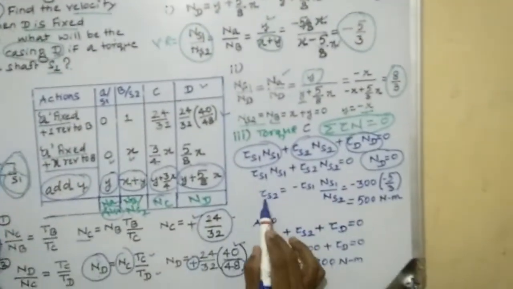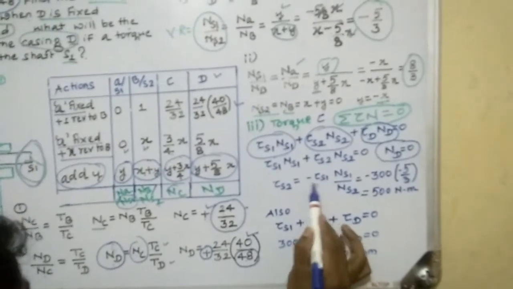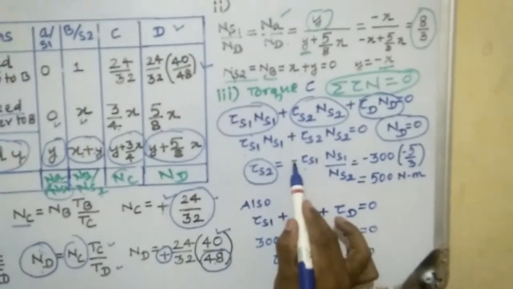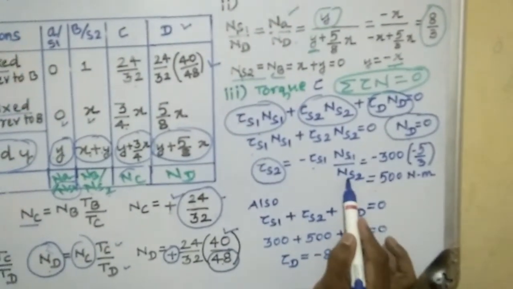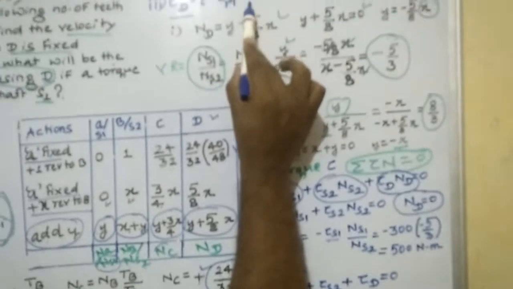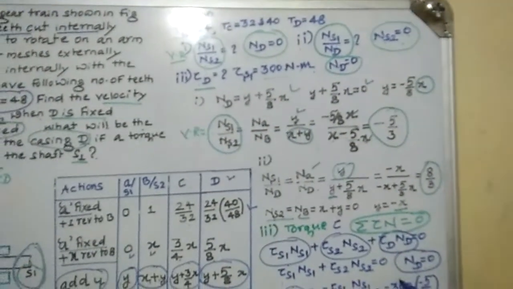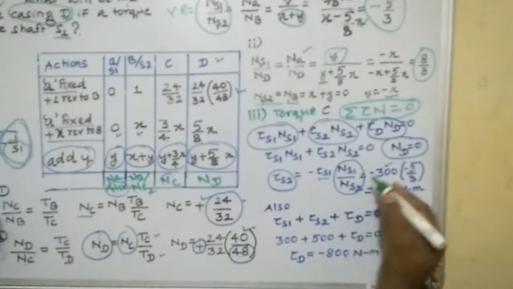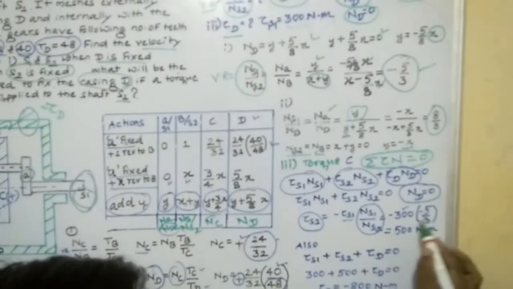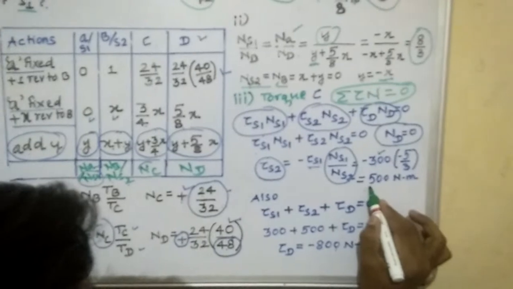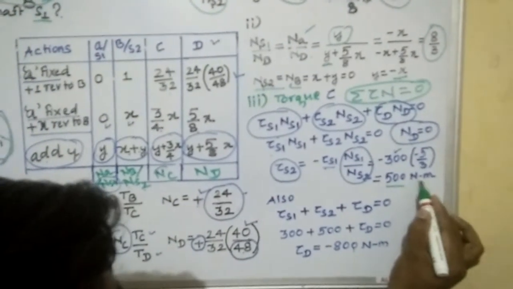Then finally I will write it, because tau S1 is given. I write the torque tau S2 as minus tau S1 into NS1 by NS2. Tau S1 is given as 300, so you take it as 300. The product NS1 by NS2 we have already calculated: minus 5 by 3, and minus minus gets cancelled. Finally, after calculation, torque S2 comes as 500 Newton meter.